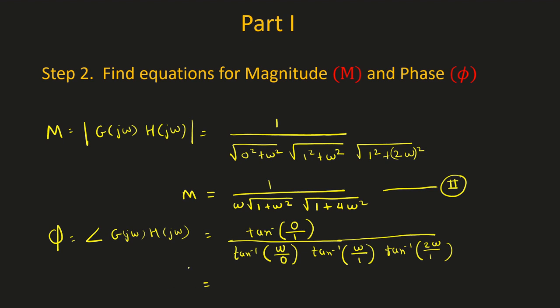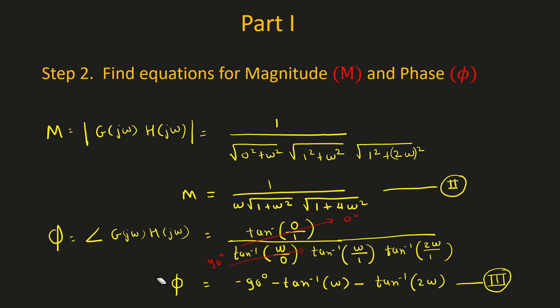So I can rearrange this equation as I know tan inverse of 0 is 0 degree, tan inverse of ω by 0, that is infinity, so tan inverse of infinity is 90 degree. And by using rules in polar form, I can write the equation of phase as 0 minus 90 degree minus tan inverse of ω minus tan inverse of 2ω. So this is equation number 3, that is the equation of phase. So I can neglect this 0 and write this equation of phi as equation number 3.